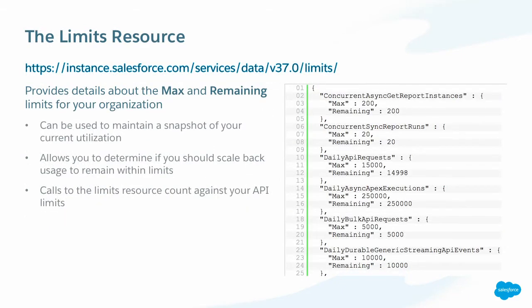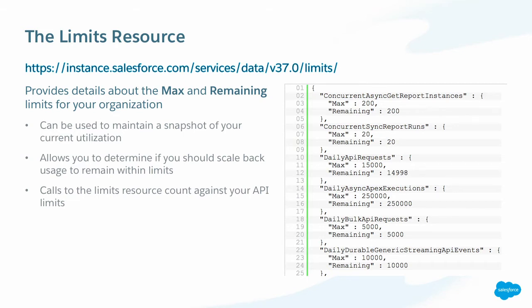Now, if we want to actually get a more detailed view of your limits utilization, we need to go down a level. So we implemented the limits resource, which allows you to poll the API and get back more detailed information about the maximum and remaining limits for your organization. This is something that you could use to programmatically get a snapshot of your resource utilization and determine whether or not you need to scale back your use of Salesforce resources.